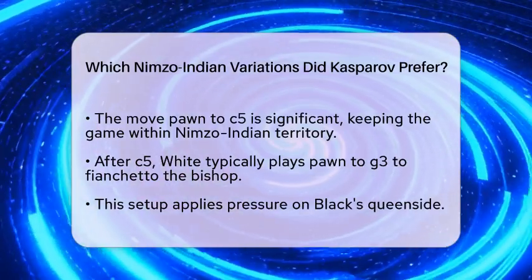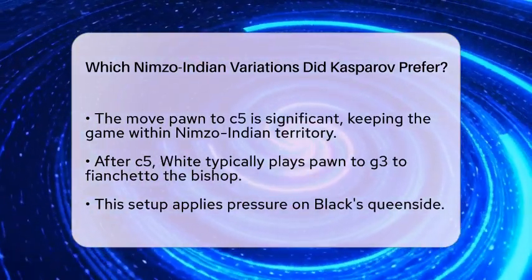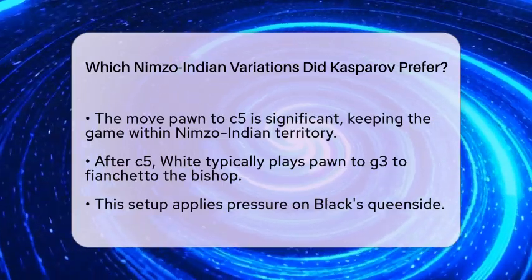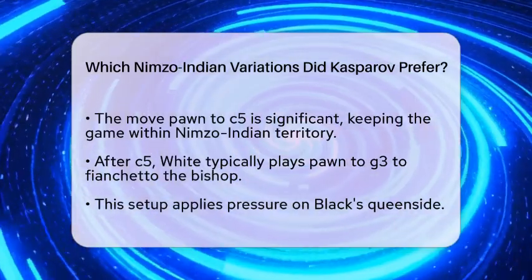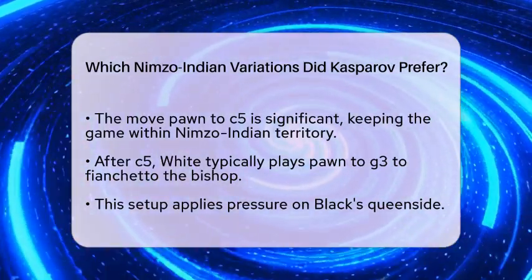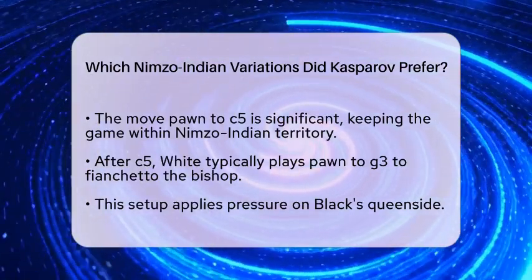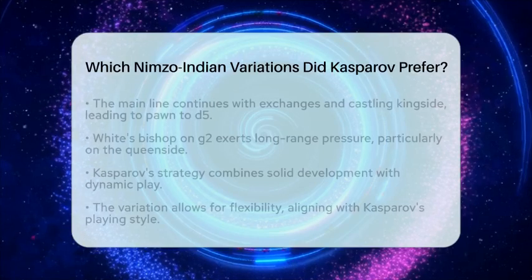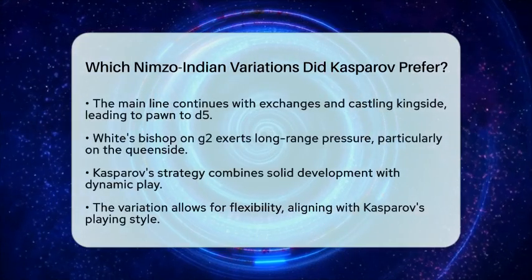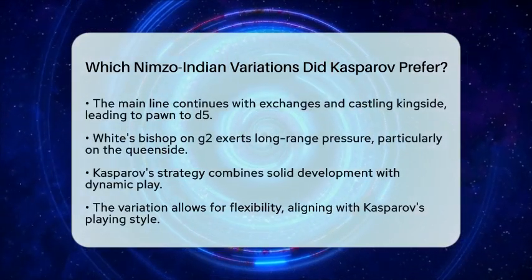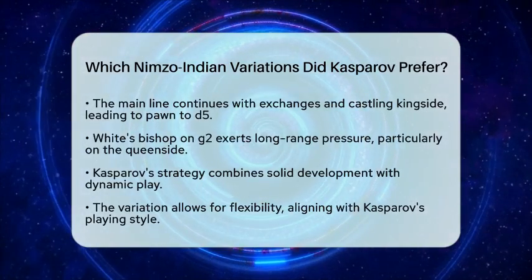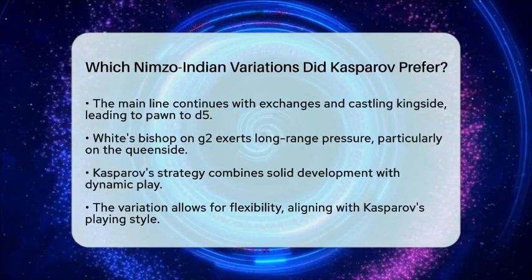This variation is sometimes called the three knights variation due to white developing knights on c3, d4, and f3 early in the game. Kasparov's choice of the knight to f3 line reflects his strategic approach to the Nimzo-Indian defense. It combines solid development with dynamic possibilities. This variation allows white to maintain flexibility and adapt to black's setup, which suited Kasparov's style perfectly.